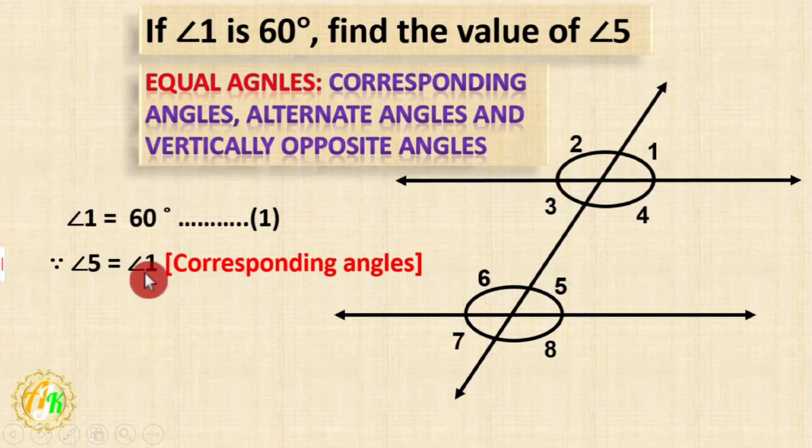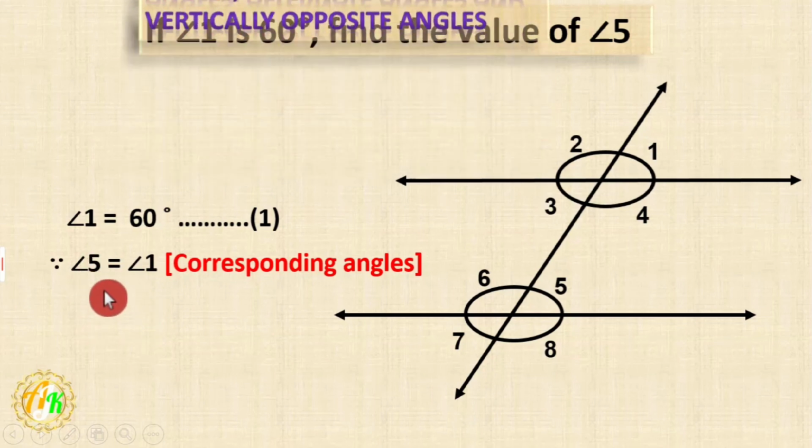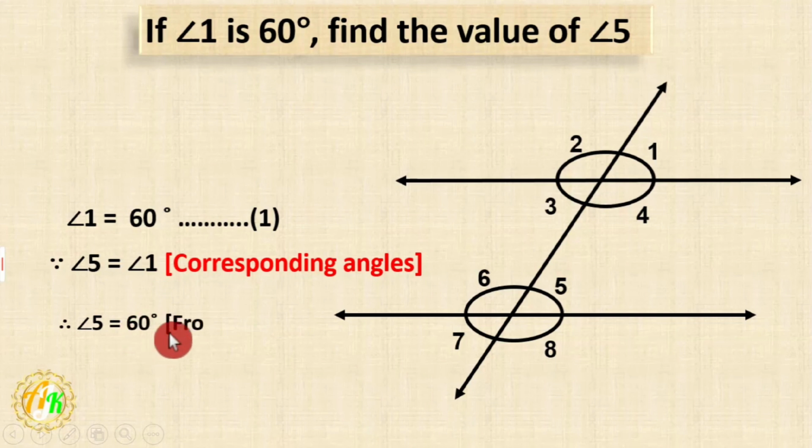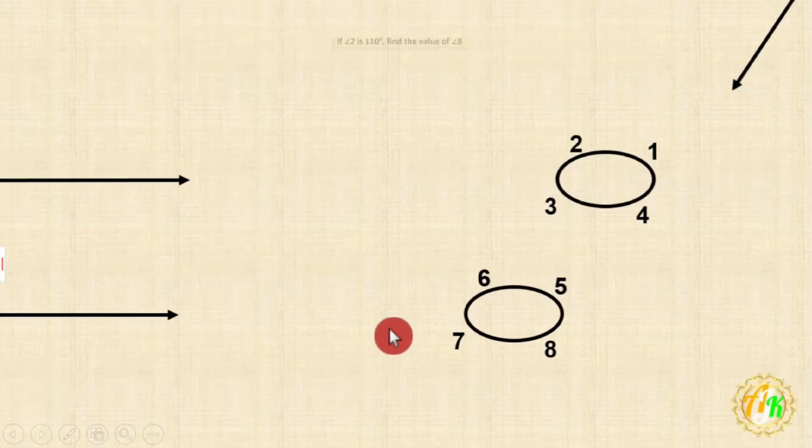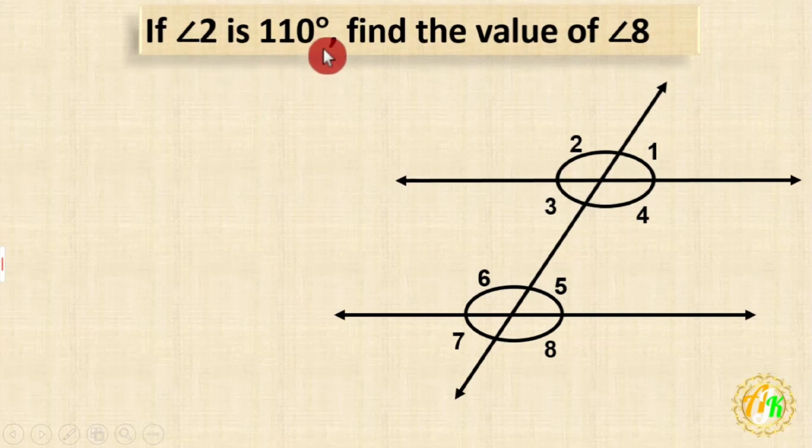Now write down the value of angle 1 just below angle 1. Angle 5 as it is. Now it becomes angle 5 equal to 60 degree from equation 1. It's the answer. Now second question: if angle 2 is 110 degree, find the value of angle 8. We have to find the value of angle 8. Angle 2 is given, which is 110 degree.